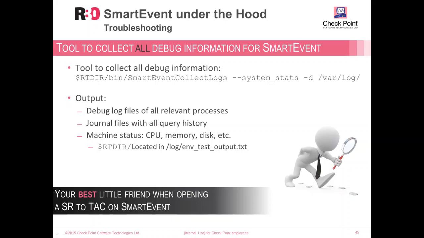Another option, if you want to have more details from the debug files and get more debug prints, is to turn on the debug flag for processes using the SmartEvent set debug level command. So in order to get more debug, the steps would be: turn on the debug prints with the SmartEvent set debug level command, reproduce the problem, run the SmartEvent collect logs to collect all the debug log files, now containing more granular prints, and then send them to Technical Assistance Center for further troubleshooting.